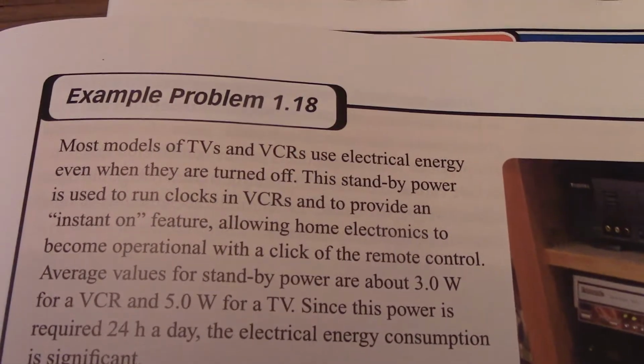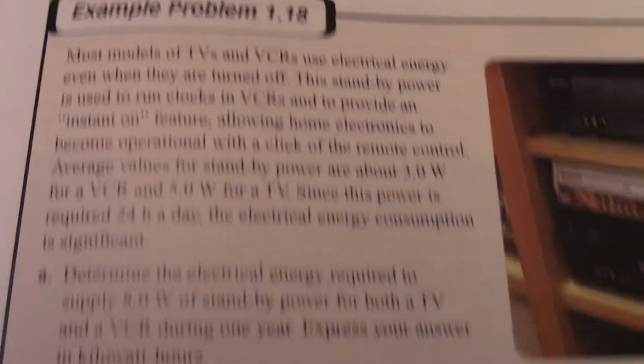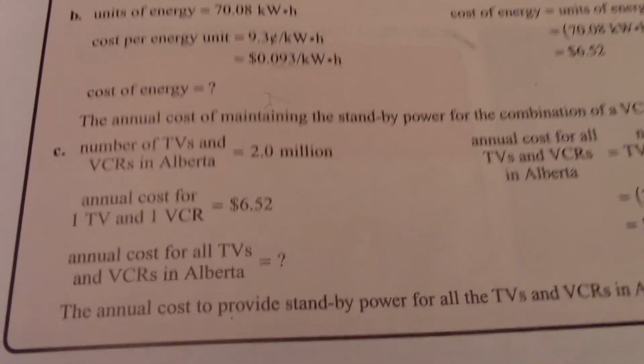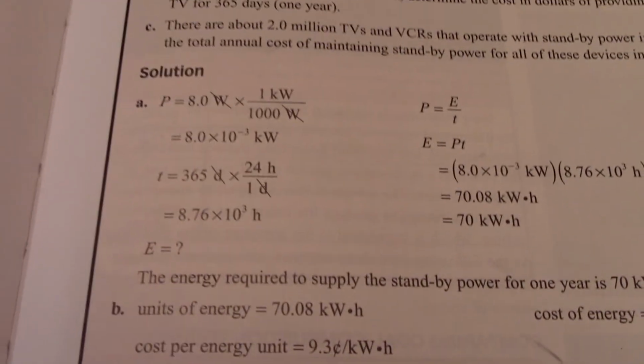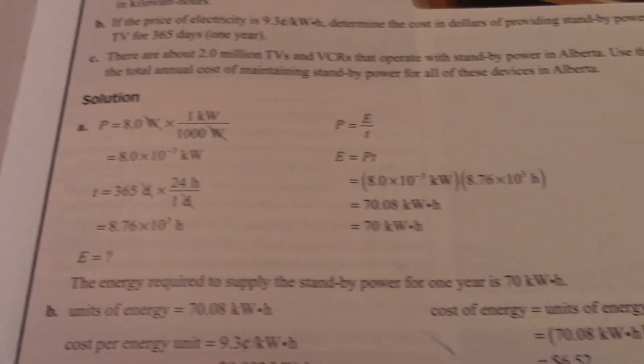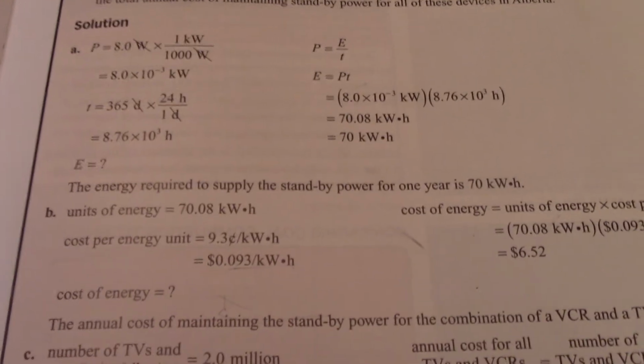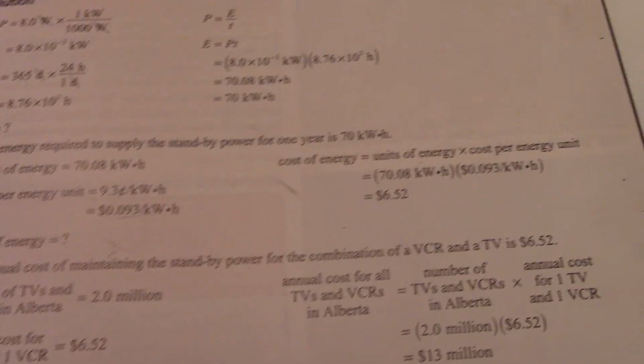Okay, so page 391, example problem 1.18. It walks you through a few examples of how to calculate how much an appliance would cost based on these equations. So I'm going to give you an example.